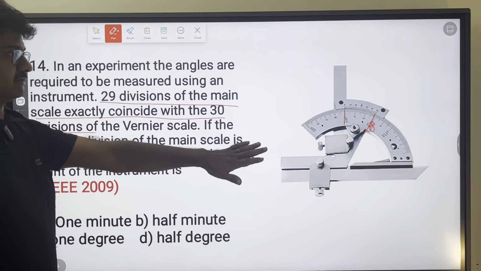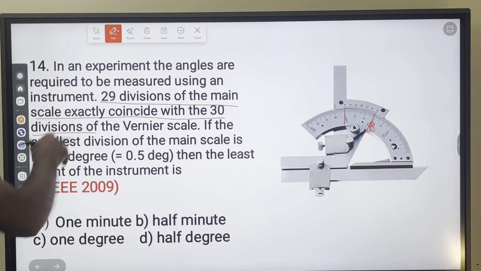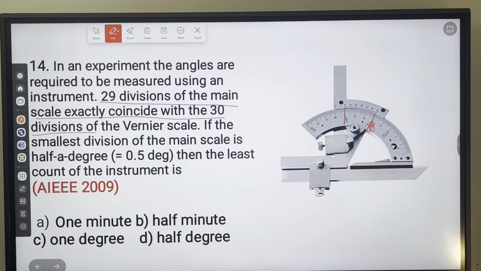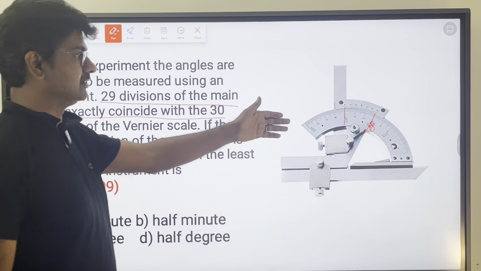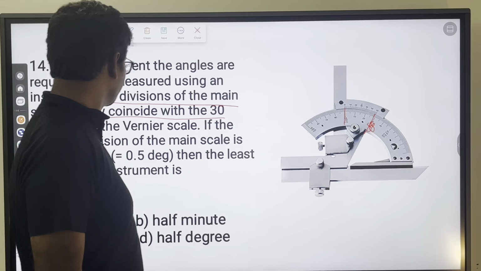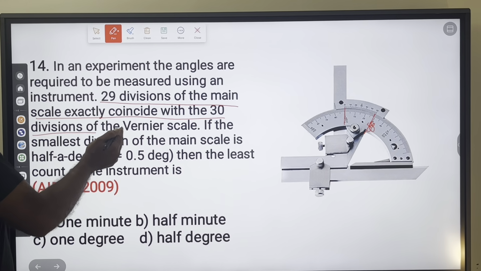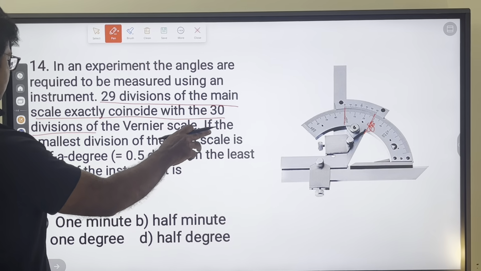In whatever I have shown here, this picture is different. Here it is 60, but in this problem it is given as 30. This picture is not relevant to this figure. I just wanted to show how actually it will be, your vernier calipers to measure angles. Now it is similar to what we have seen in linear scale, it doesn't make any difference.